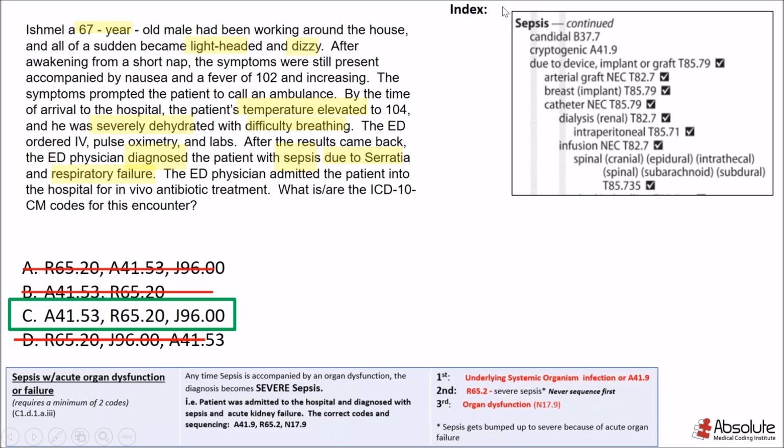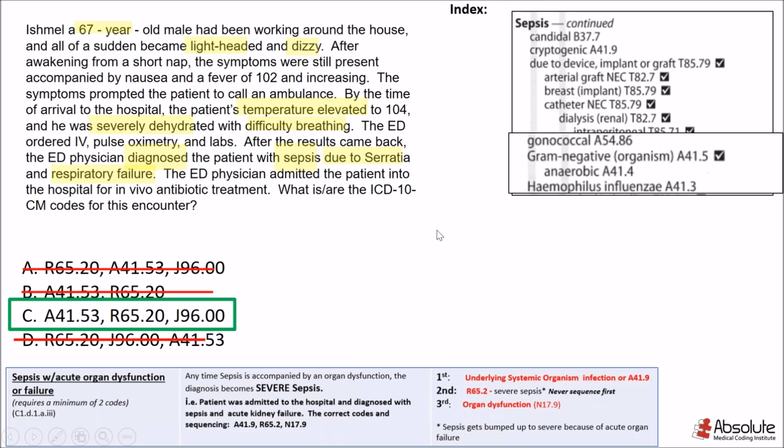Now, if you go to the index, you're going to go for sepsis. And we are looking for this underlying systemic organism. You're going to go down and you will find this gram-negative. If you search this Serratia, that is a kind of gram-negative organism. But just a little clue, it says there an organism, and we do know that there's a specific kind of sepsis that we're dealing with. So we are going to use that.